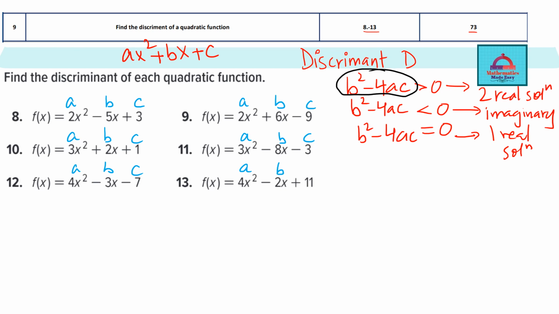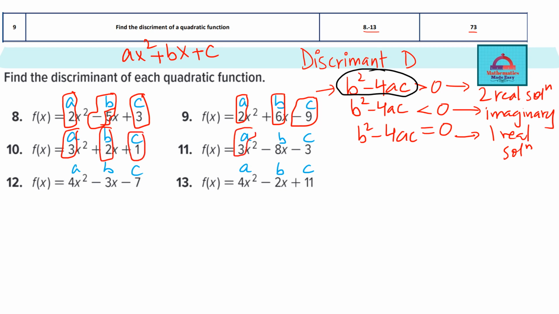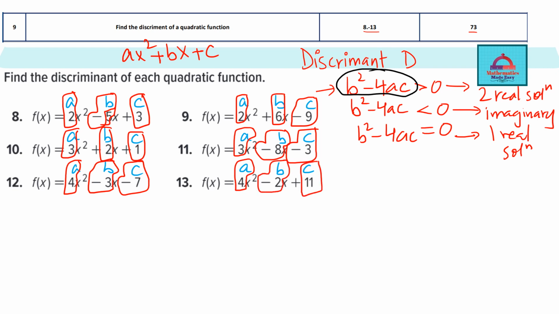If you have identified the values of a, b and c in a wrong manner, then your discriminant value is bound to be wrong. So a, if you see here, is 2. B is minus 5. C is 3. Similarly here A is 2, B is 6, C is minus 9. A is 3, B is 2, C is 1. A is 3, B is minus 8, C is minus 3. A is 4, B is minus 3, C is minus 7. A is 4, B is minus 2, and C is 11. So this is how you identify for each of the given parts values of A, B and C correctly.